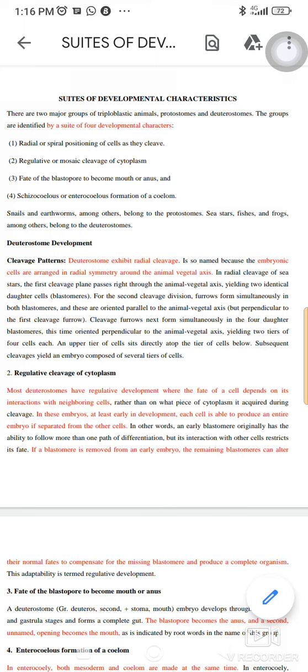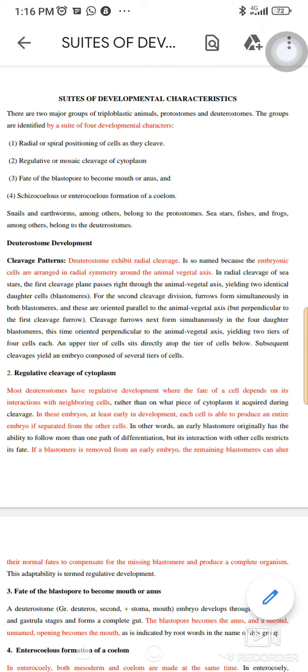Hello, good afternoon, everyone. So today we'll be talking about the suite of developmental characteristics. In our last lecture, we talked about gastrulation, which is a process whereby there is a rearrangement of cells to give rise to three germ layers, which include the endoderm, the mesoderm, and the ectoderm.